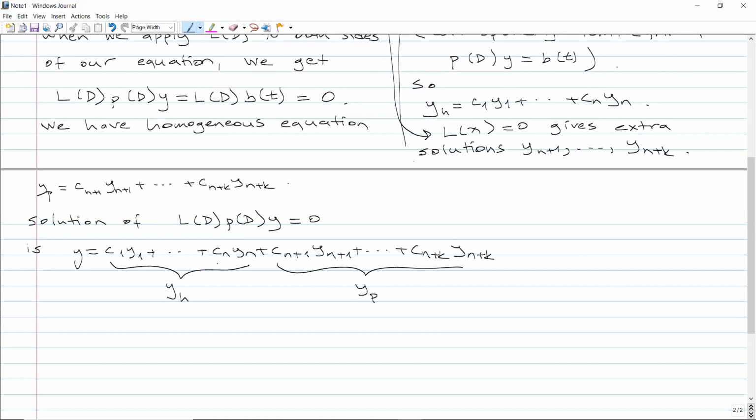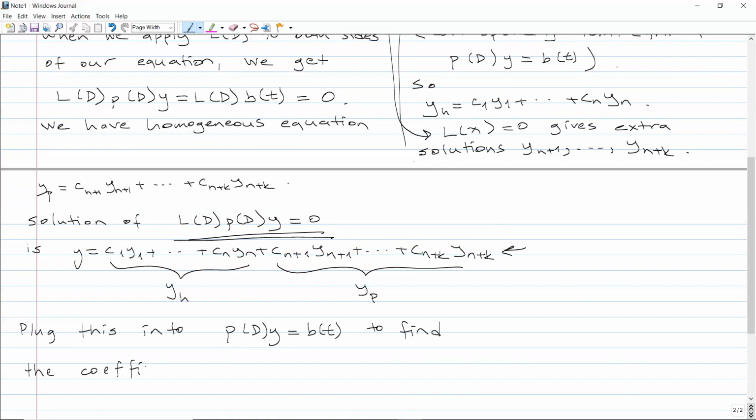How? You use all solutions to this equation. You write your solution in this form. Now plug this into our original equation, P(D) of y equals b of t, to find the coefficients of the particular solution of y, and this means of yp.